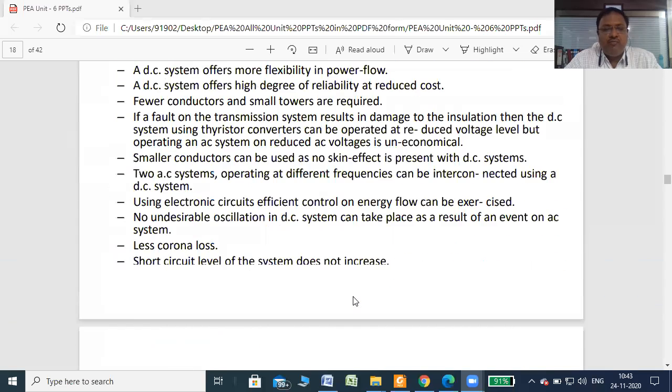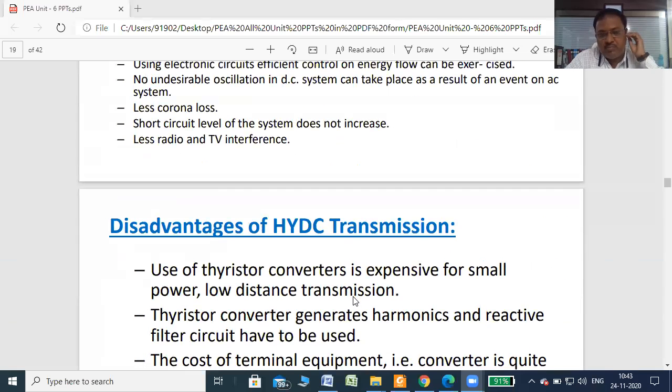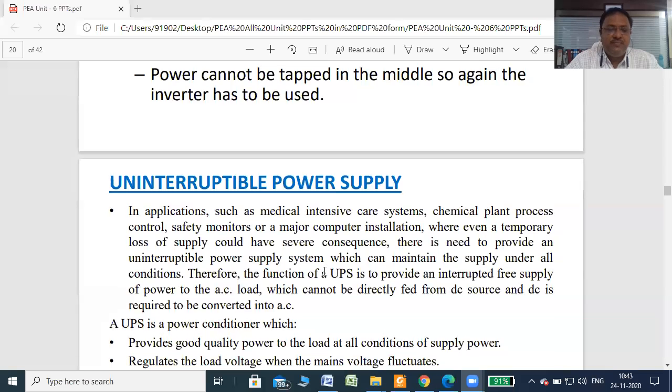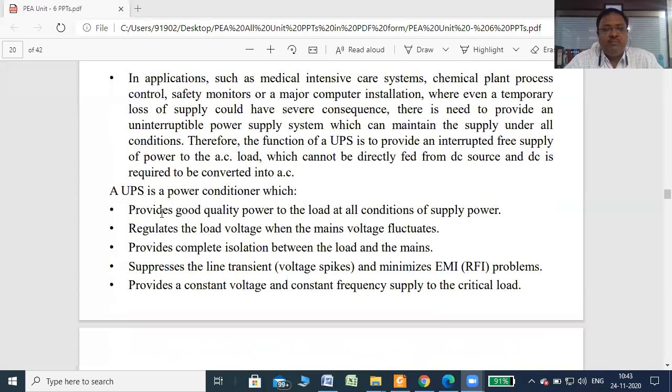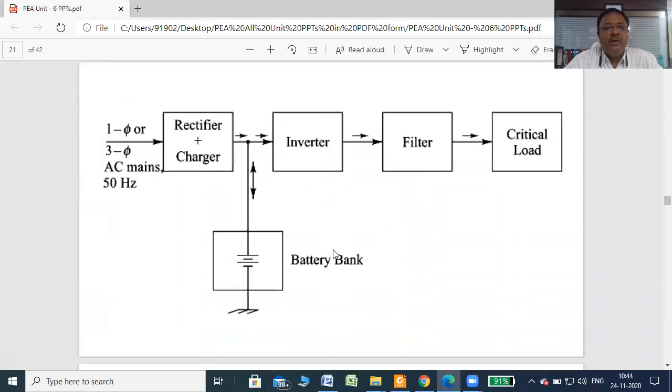In the last lecture, we have seen different types or methods of HVDC transmission system. After that, we have seen uninterruptible power supply. So what is the need of uninterruptible power supply? Then the important features or main features of UPS, that already we have seen in the last lecture. Then this is a generalized block diagram of UPS.